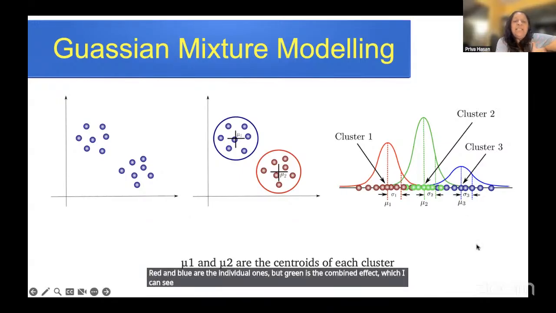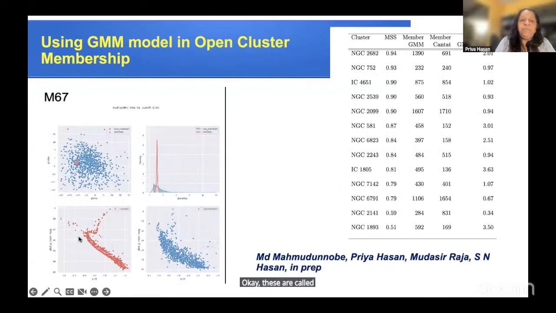But if I say that there are two Gaussians sitting over here, I can fit them to the green curve. What I'm observing is green, but I break this into two things, the red and the blue. These are called Gaussian mixture modeling. This is a very good example.